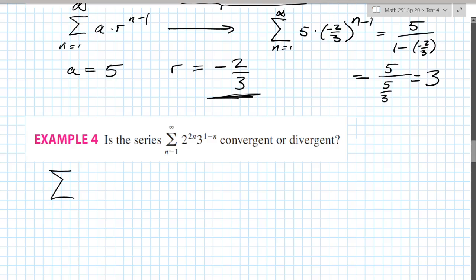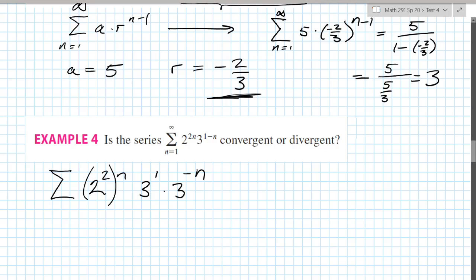One thing you want to notice is these powers. You've got 2 to the 2n. Now we could write 2 to the 2n as 2 squared to the n. We should probably do that. Then we have 3 to the first minus n. How about we write that as 3 to the first times 3 to the negative n? I think that looks good.